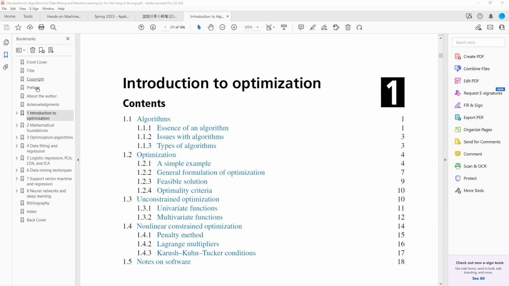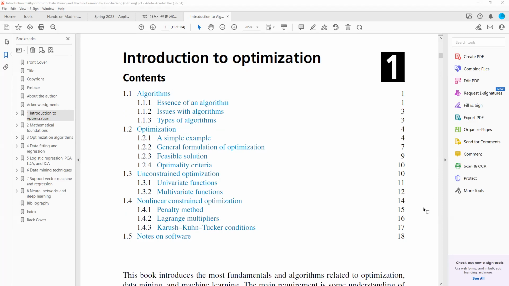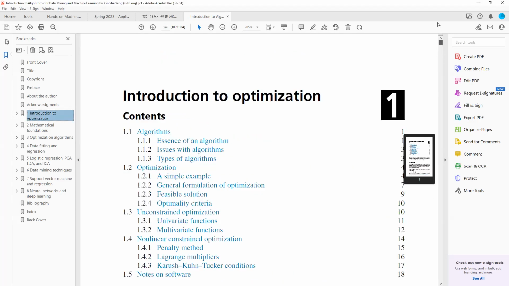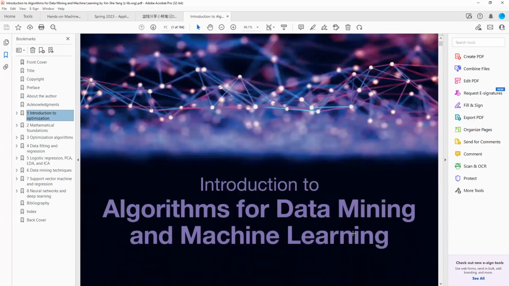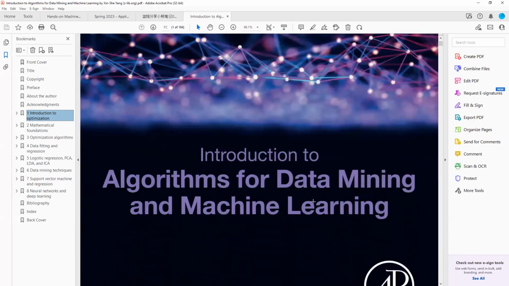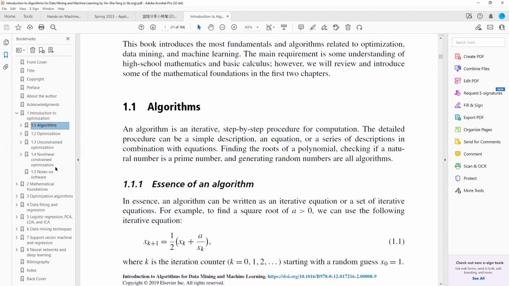I actually like this textbook. One of the reasons is that it gives you a deeper understanding of the mathematics behind data mining, the algorithms for data mining and machine learning, rather than just knowing how to run a linear regression without knowing the formulation behind it.